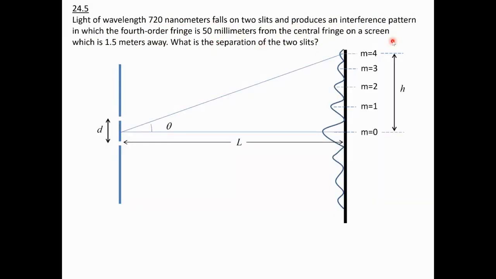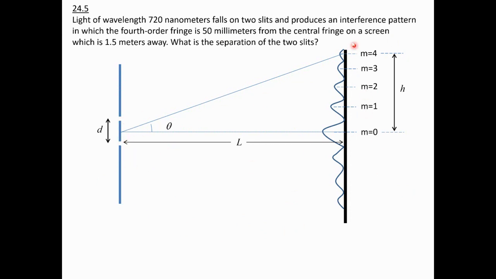Okay, so light of wavelength 720 nanometers falls on 2 slits and produces an interference pattern in which the 4th order fringe is 50 millimeters from the central fringe, fringe meaning bright spot, on a screen which is 1.5 meters away. So with this information, they ask you to figure out the separation between the 2 slits. So here is the picture. The secret, by the way, of physics is to draw a good picture. And drawing a good picture is a skill that you can develop. It's not something that you're born with. Anyway, here is a good picture for this problem.